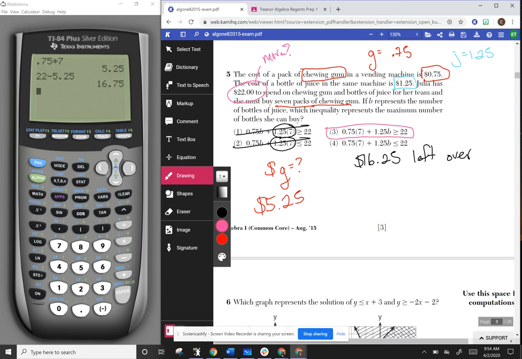Okay, and if you need a trick for how to remember which one is, we need to pick less than because she can't spend more than 22, which is option 4. And if you need a reminder for how to remember which one is less than and which one is greater than, take a look at your hands.